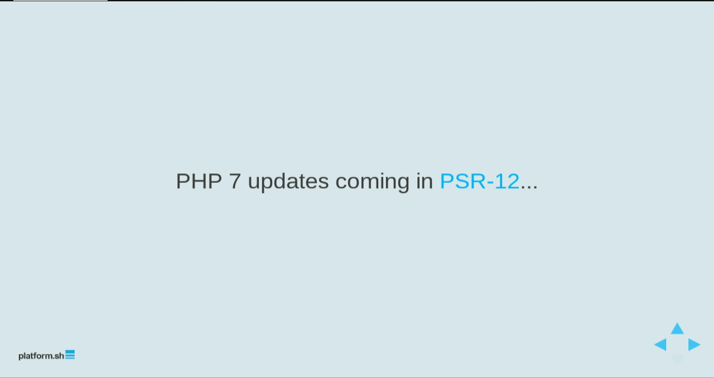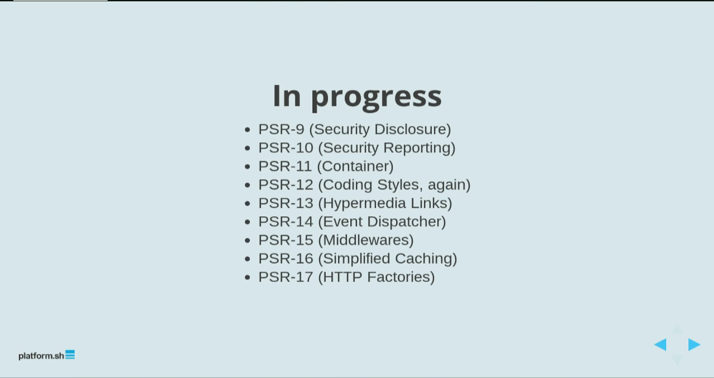So that's what we've got so far. It's actually quite a bit. A lot of these took a while. There was drama behind some of them, but FIG is producing stuff that actually has an impact on the way we develop and makes code more interoperable. And we've got more in the pipeline. We've got a lot in the pipeline.